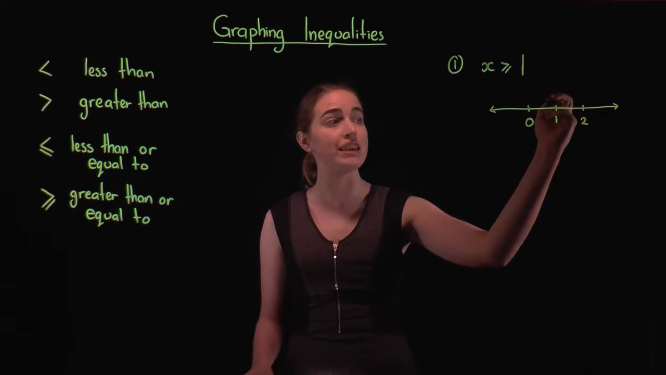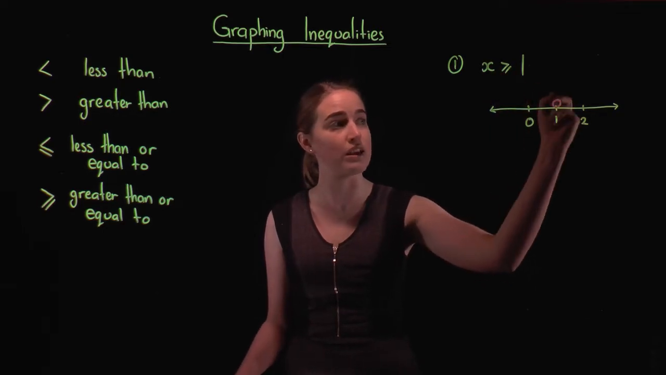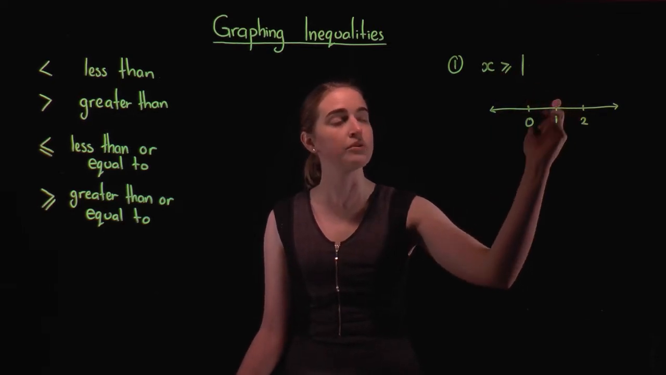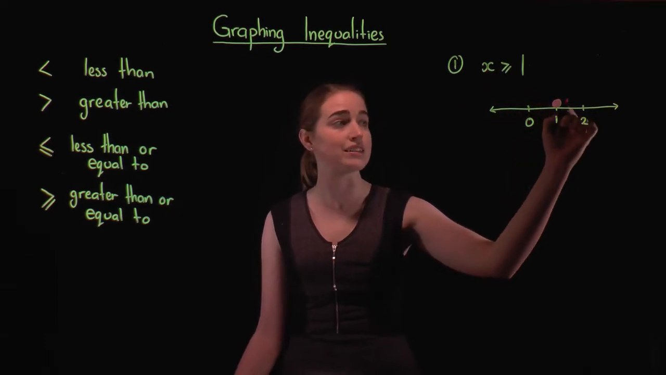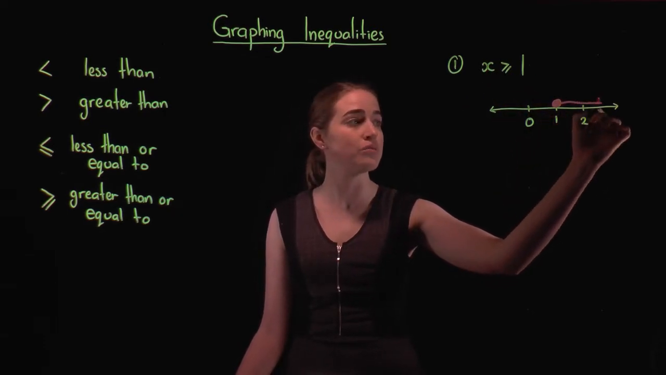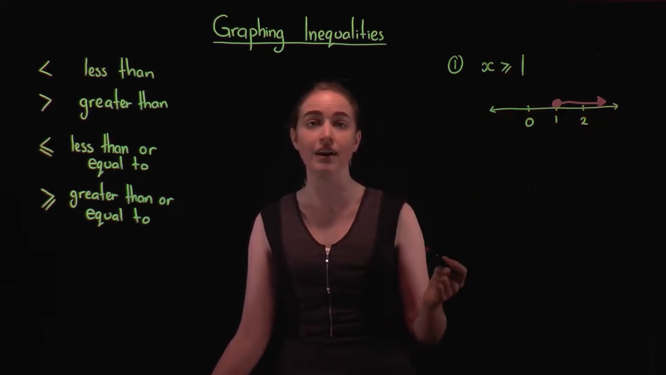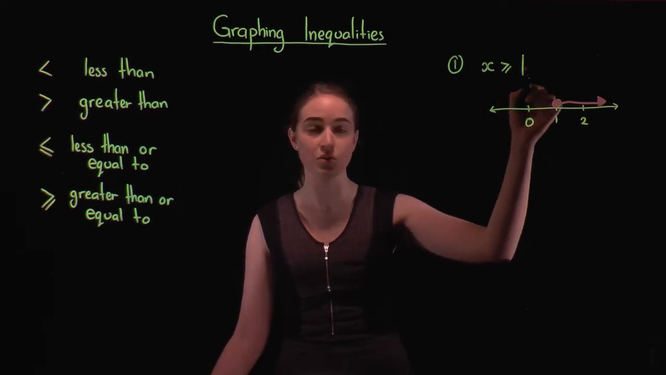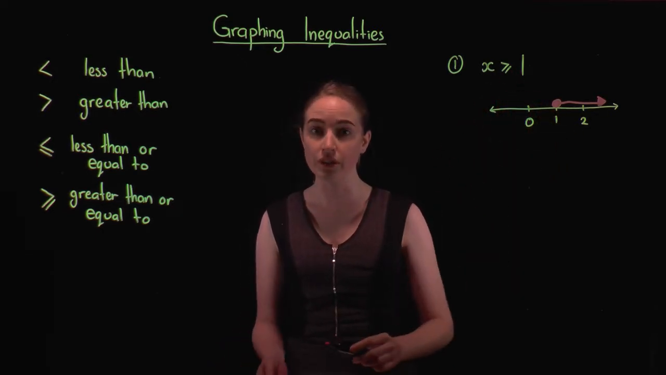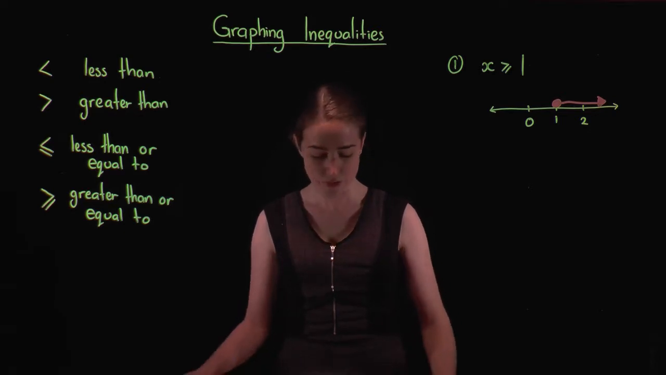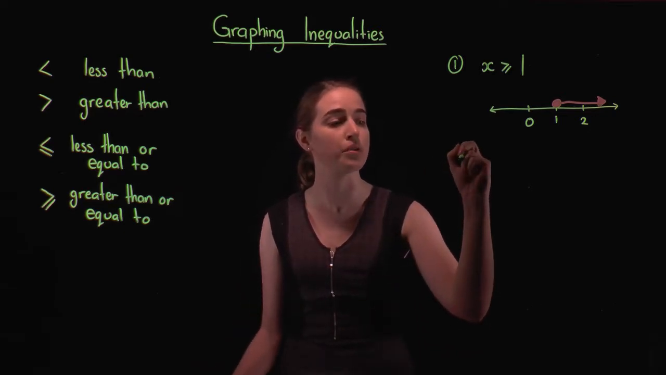So 1 itself is an answer because we've got that equal to as well. And then we also want anything greater than that. So anything greater than that would be up to the right. We coloured in that circle because of that equality there, which meant that 1 is equal to 1, so it is included in our solution. We just have to be careful when we're doing some other problems.